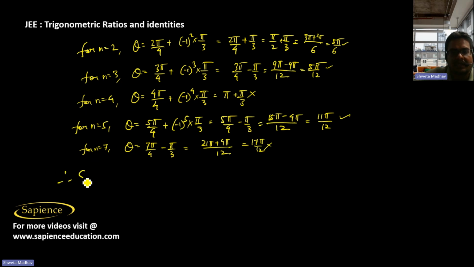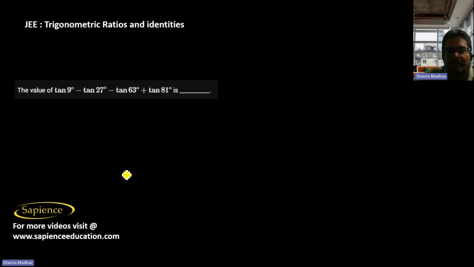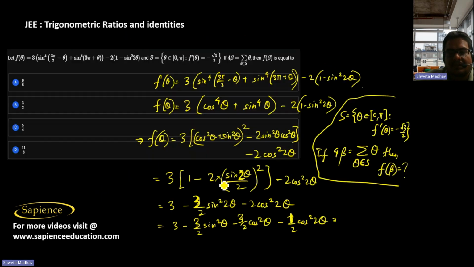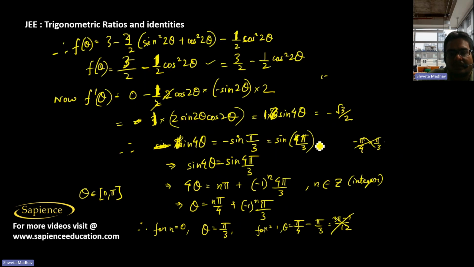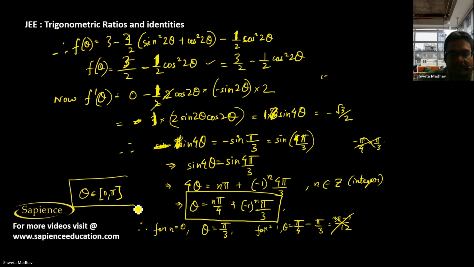So therefore the set S contains those angles theta such that it is from 0 to pi, and f dash theta is minus root 3 by 2. So therefore theta should be equal to n pi by 4 plus -1 whole power n pi by 3, and theta should belong to 0 to pi also. Then only theta will belong to the set S. So therefore the set S will be this one we will take, obviously.